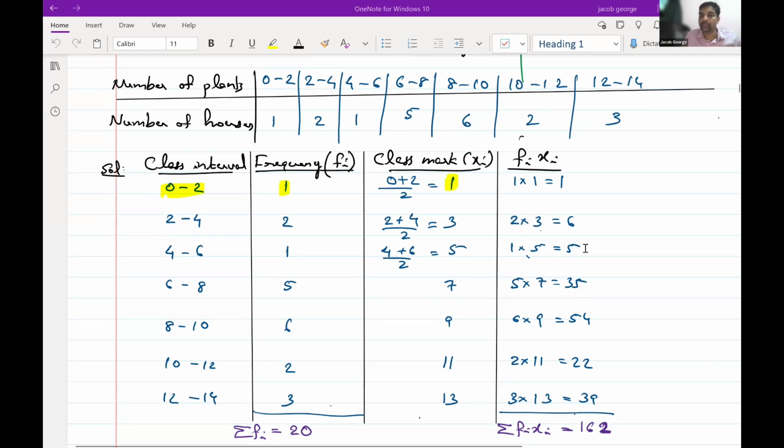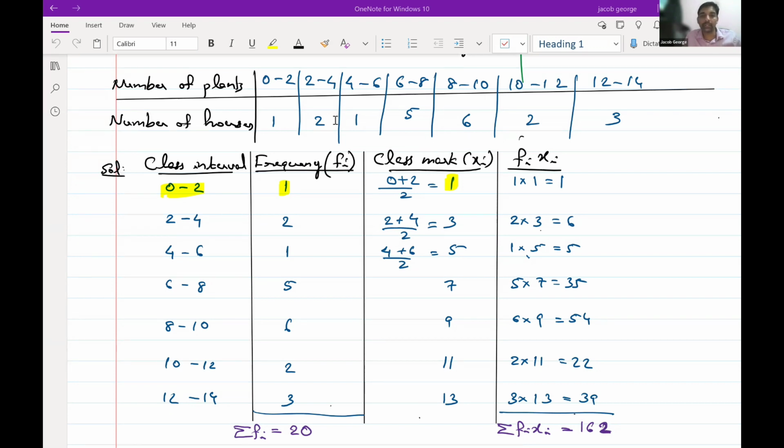Each Fi and Xi, we have to multiply. Then you will add them. When we add them, we call it sigma Fi Xi. Can you see that Fi Xi column at the end? Arjun, did you see that? Sigma Fi Xi, yes sir. 162. So sigma notation represents sum. Sigma means sum. Sigma Fi Xi means you have to add the Fi Xi. 162. At the same time, we have to add the Fi, sigma Fi.